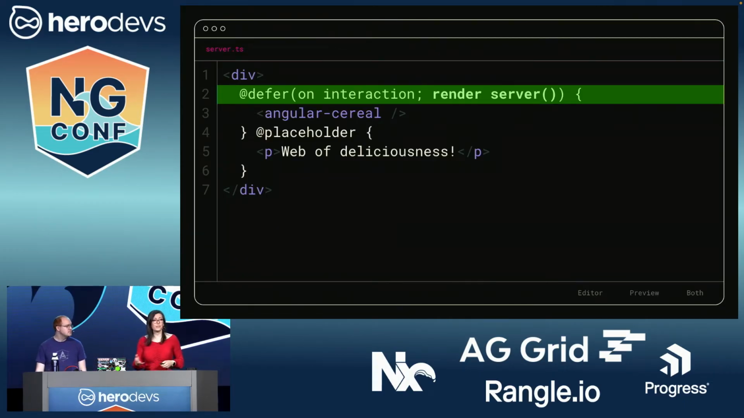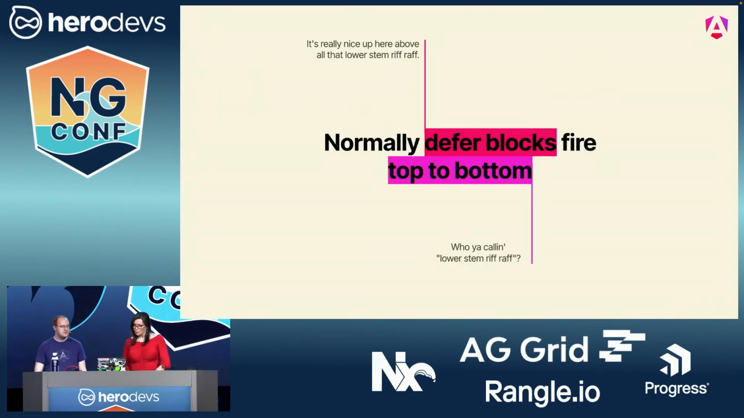And then you'll have the option of overriding it. So if you have one defer block that you don't want to render through that way, you can say render client and it'll be fine. It'll render the way it currently does right now. There are some nuances that come with this that you need to be aware of also.